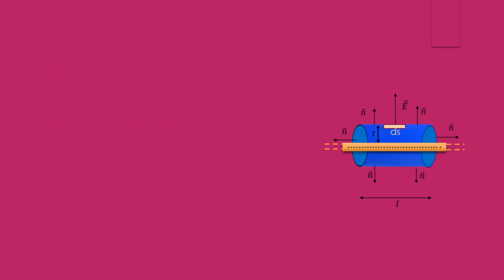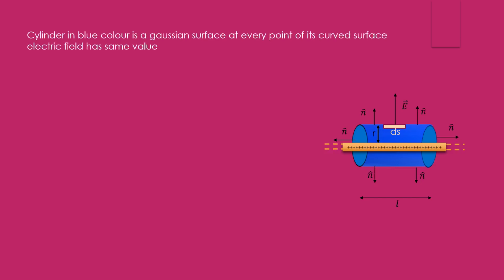Now we will find the magnitude of the electric field due to this wire. So we will consider a Gaussian surface. A Gaussian surface is a surface at every point of which the electric field intensity has the same value. So here we will choose a cylindrical Gaussian surface. There are three surfaces: surface 1, surface 2 and surface 3.